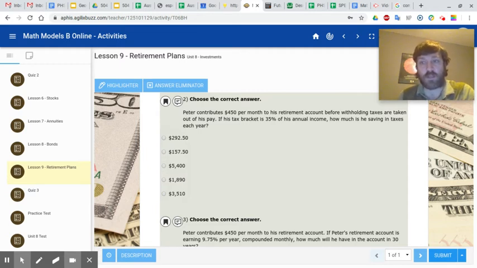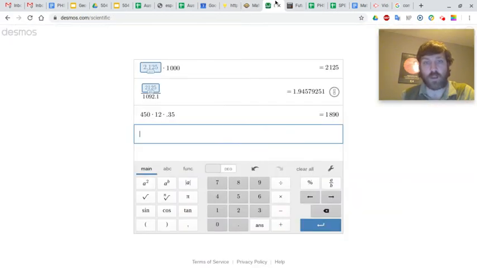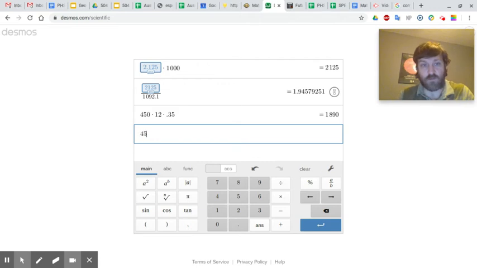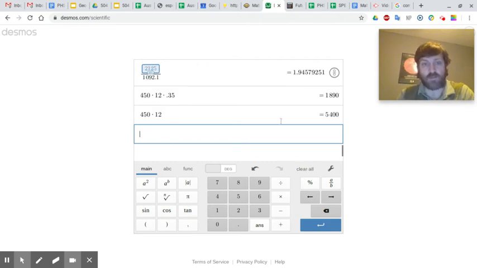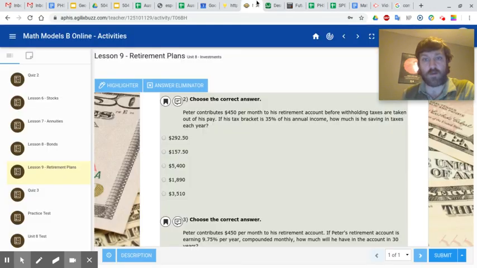So if he put that money into just his checking account and used that money, he would be losing that 35% because it would be taxed. But because it's going into a retirement account, it's not being taxed. So the idea we need to find out is how much each year. So we know he gives $450 per month. So let's jump over to our calculator and say, if he does $450 per month, then he's putting in $5,400 per year. That's the amount he's doing per year as opposed to per month.